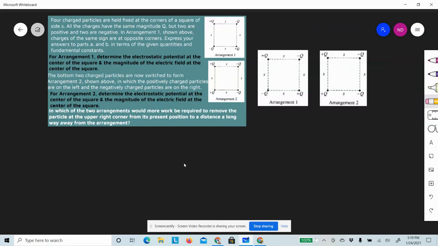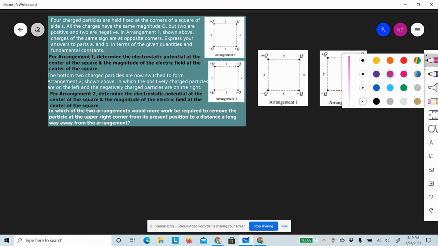All right, another example problem in electrostatics. This time we've got 4 charged particles held at fixed corners of a square, side S. All the charges have the same magnitude. 2 are positive, 2 are negative. You've got arrangement 1, arrangement 2. All right, so here we go.